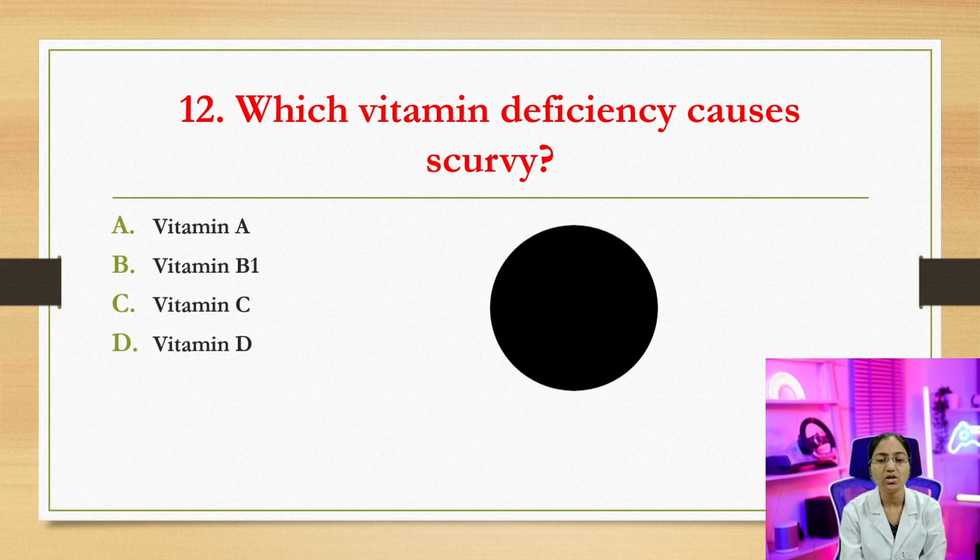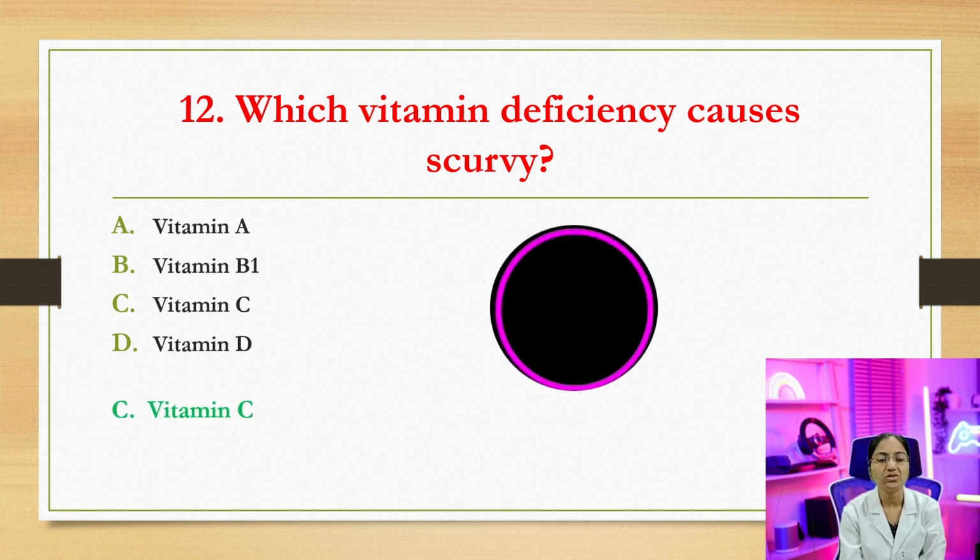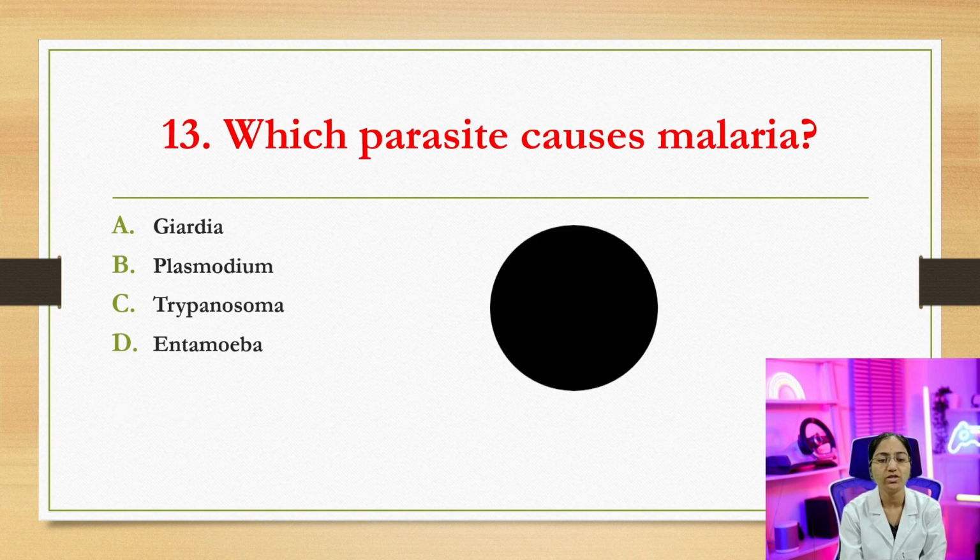Which vitamin deficiency causes scurvy? Here the options are. Right option is vitamin C. We'll move to the next question.